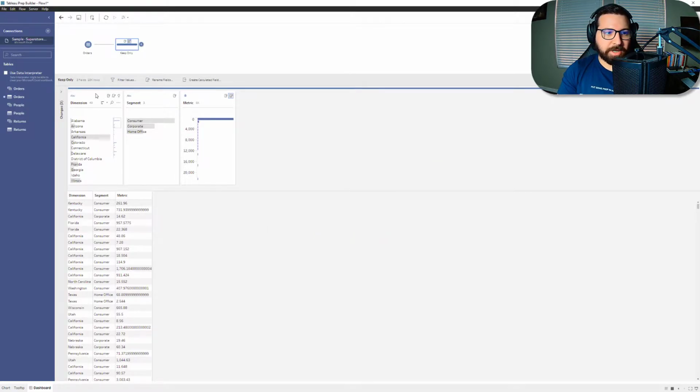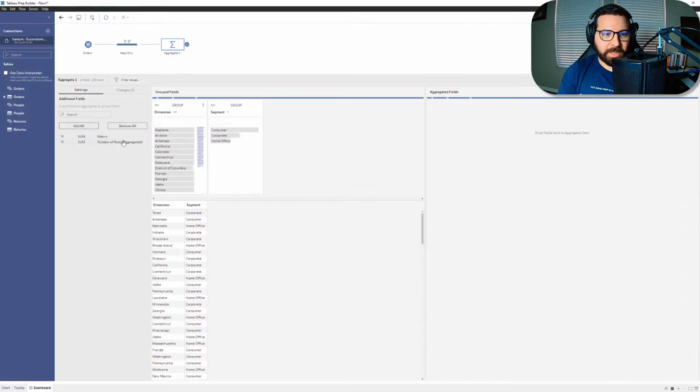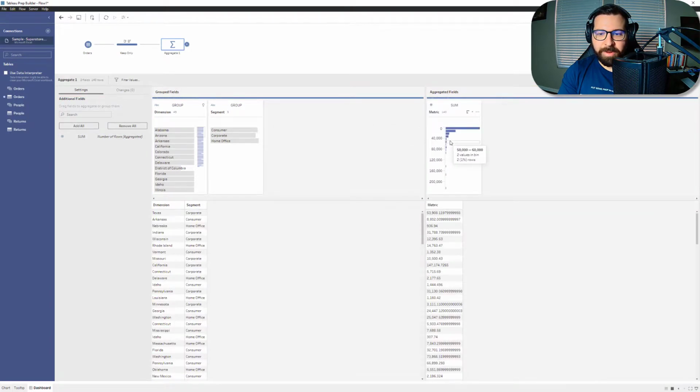The next thing I'm going to do is aggregate these, because what I really want is to get to a percent of total. For example, I need to show how much consumer sales represent in Alabama, what was the percent of sales for corporate for Alabama. Each state is going to add up to 100% across these 3 segments. To do that, I need to get the percent of total. So I'm going to add an aggregate, group by my dimension and my segment, and aggregate up my metric. Now that I've done that, let's just call this aggregate.